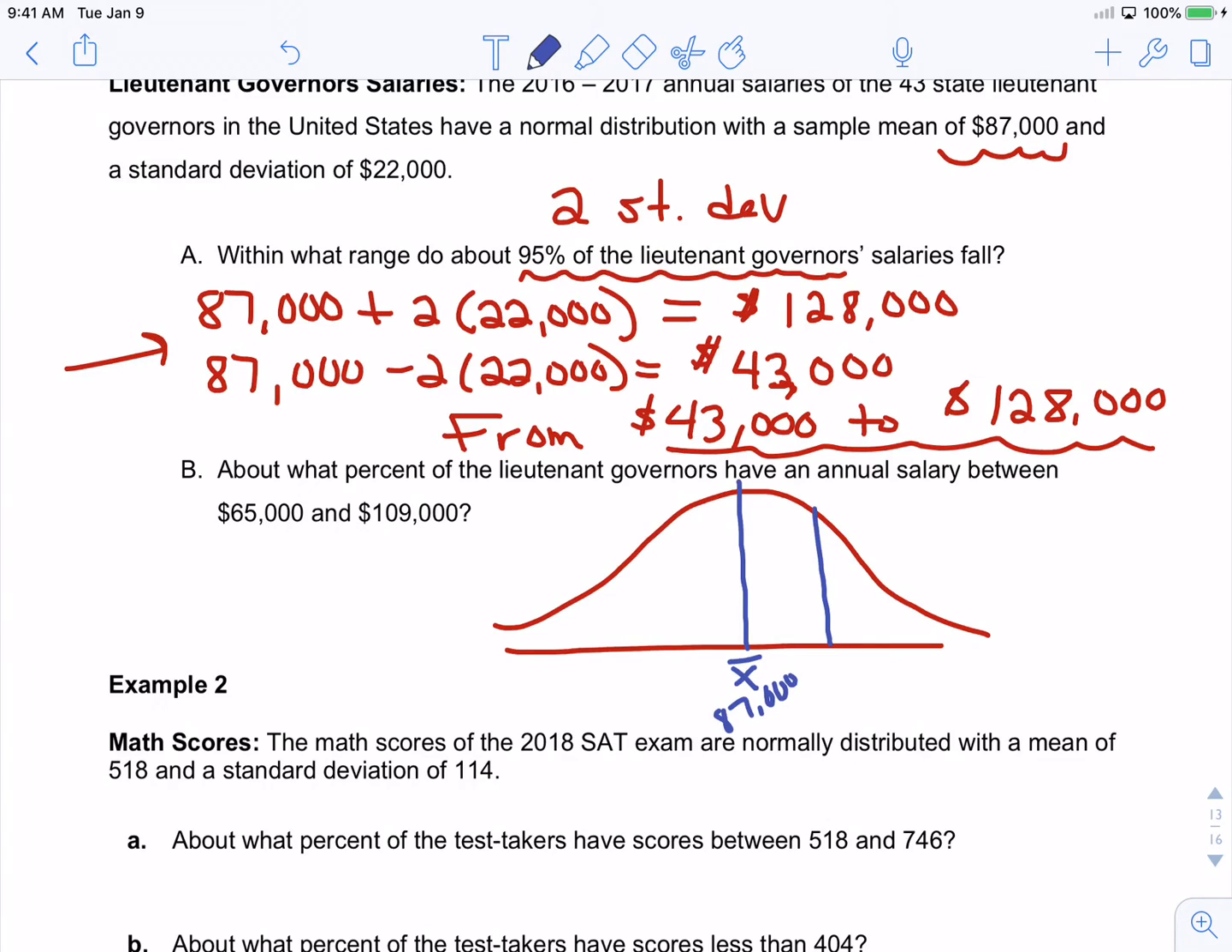So that gives me 109,000. That's 1 standard deviation above, which represents 34%. If I do that same thing below and I subtract 22,000, so 87 minus 22 is 65,000, I get, again, 34%. That's based off of the empirical rule.